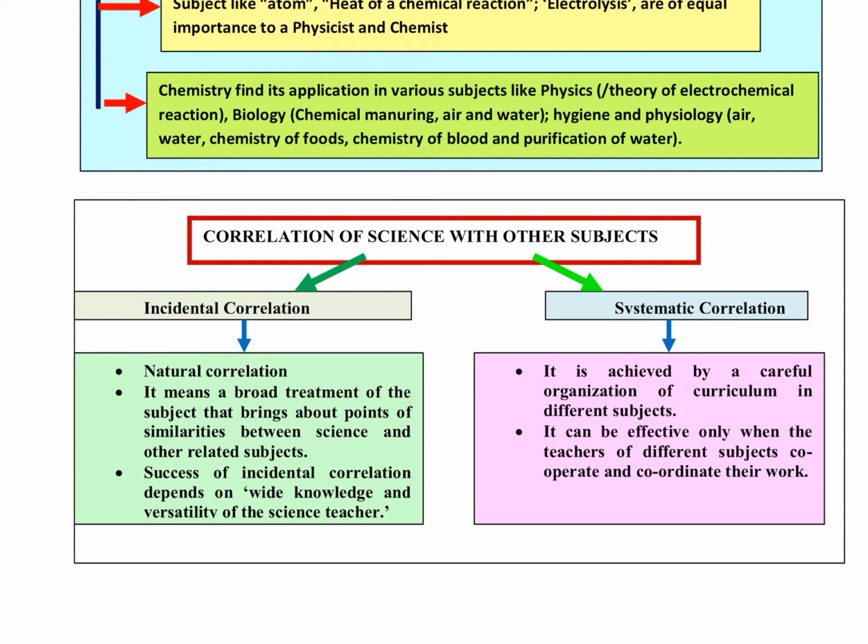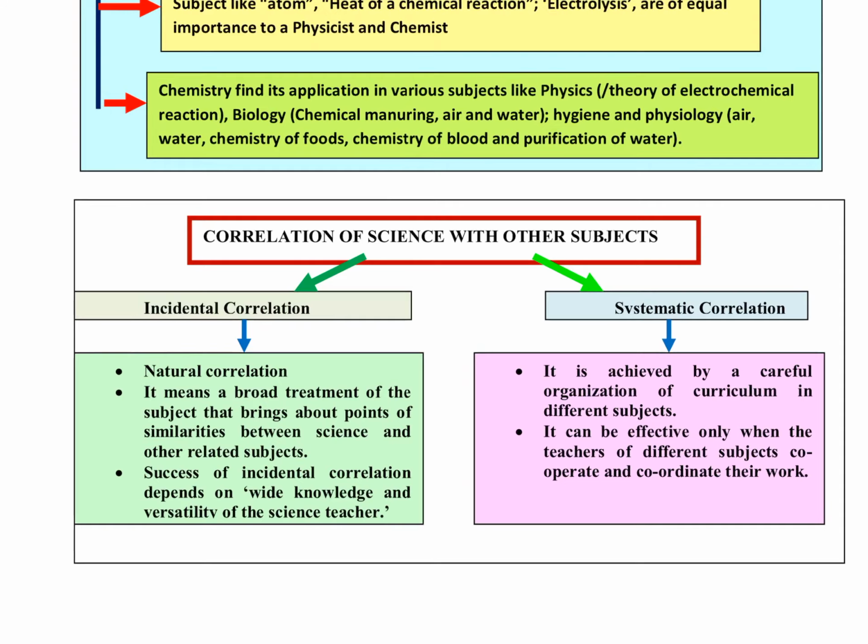So this way, another aspect of correlation is correlation of science with other subjects, and this type of correlation can be of two types. One is incidental correlation, and another one is systematic correlation. Incidental correlation, it is a natural correlation.